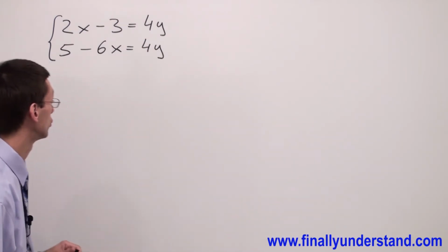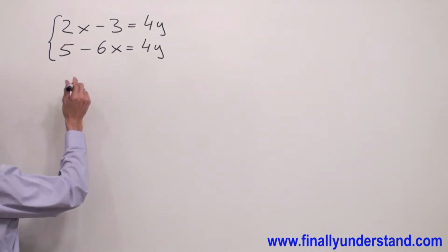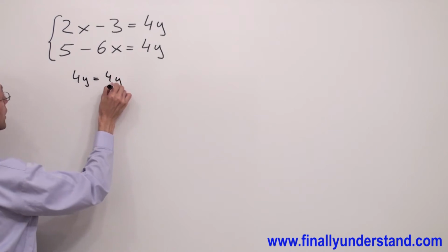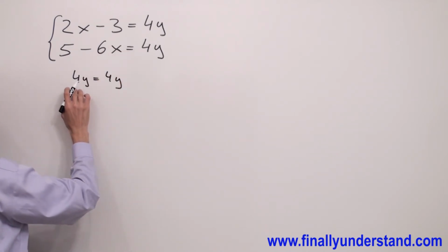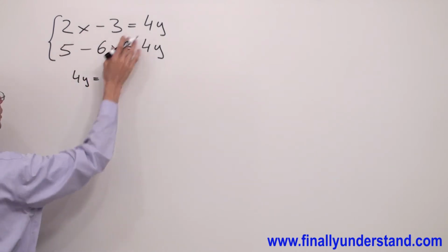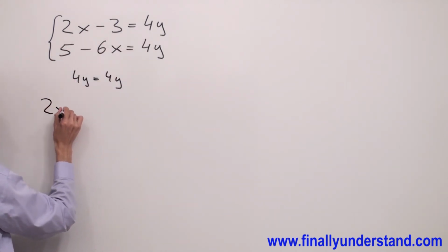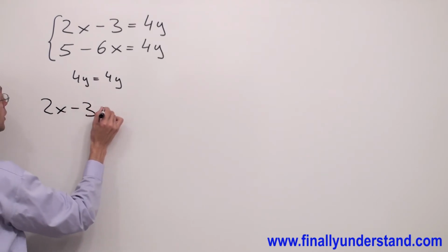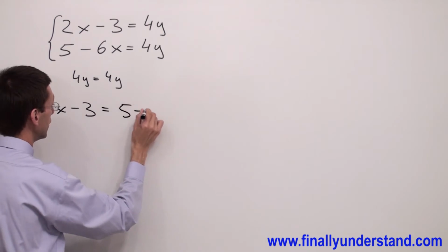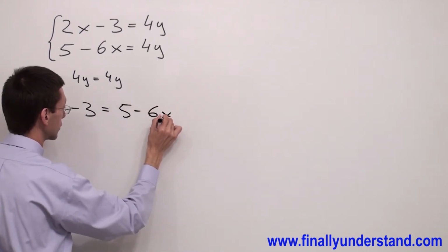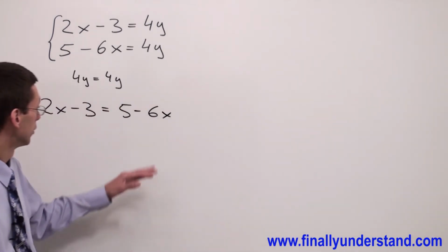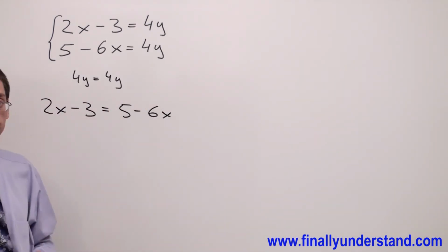So what we're supposed to do in this case? Please notice that 4y is equal 4y, right? So instead of this 4y, I'm going to write 2x minus 3, because 2x minus 3 is equal 4y. So I have 2x minus 3 equals 5 minus 6x. Next, I'm supposed to solve this equation for variable x.